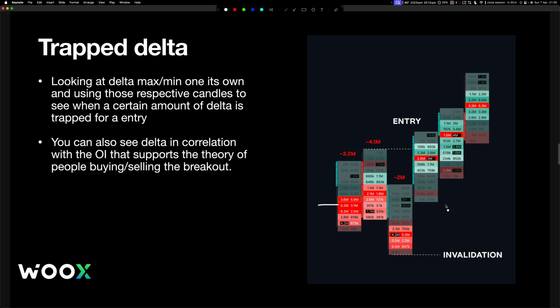I'm giving an example of a 9 to 10 million delta trap. Don't just go and copy this method at all. It requires a lot of messing around with what exchange you want to be using, what chart, what time frame, range chart or tick chart. I'll do a whole video on range charts, because I've got a lot of questions on those. You can also see delta in correlation with the OI that supports the theory of the people buying and selling the breakout.